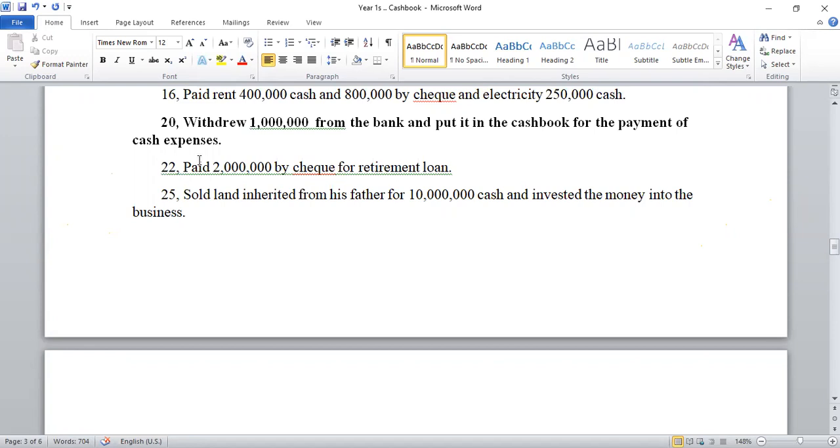So when I got this transaction, they're saying on the 22nd, we paid 2 million by check for retirement loan. Now you ask yourself, retirement loan, what is it? Do you think retirement loan is a business transaction or an individual's transaction? Feel free to talk about it. You can contribute. Retirement loan, what do you think?